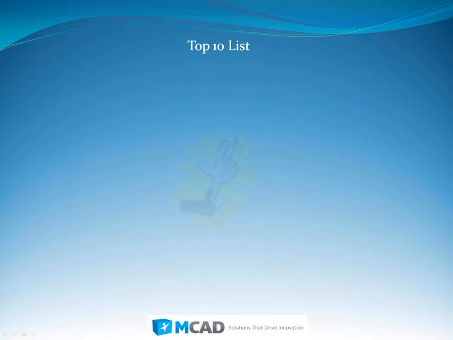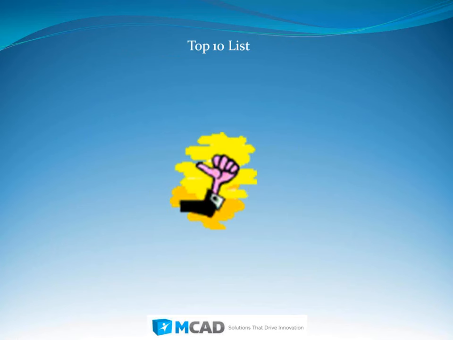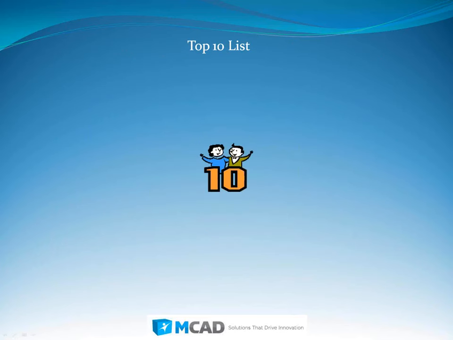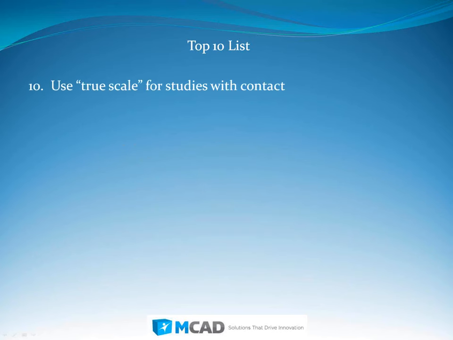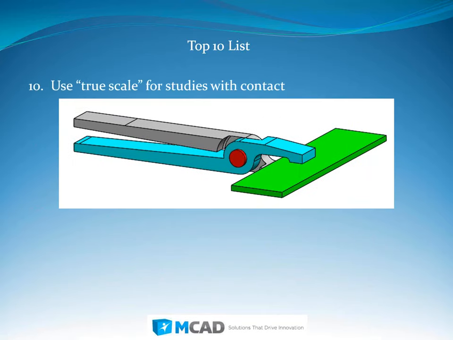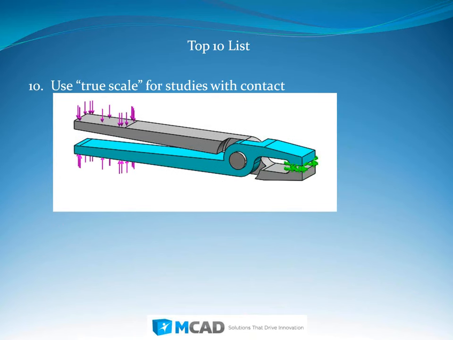All right, so let's get into the meat of the program today. We're going to talk about a top 10 list. I like to do it in this format, kind of do a countdown. So starting it off for number 10, what we have is the use of true scale for studies where contact is involved. Here's a simple example of a set of pliers gripping a bar stock, and if we were to set that up in simulation, it might look something like this, where the bar stock is eliminated and replaced with a fixed restraint on the end of the pliers, and we have the load squeezing the plier handles.